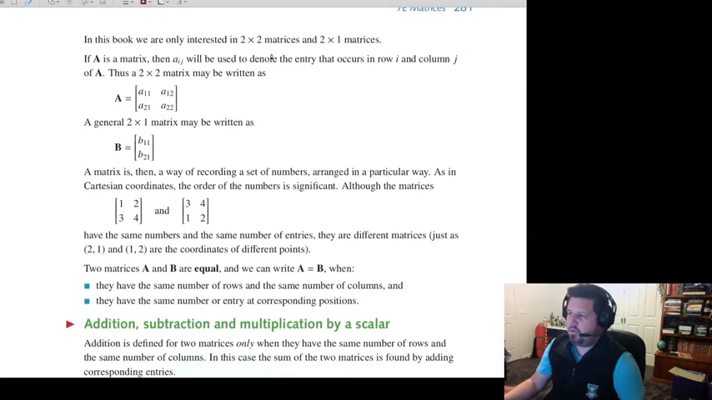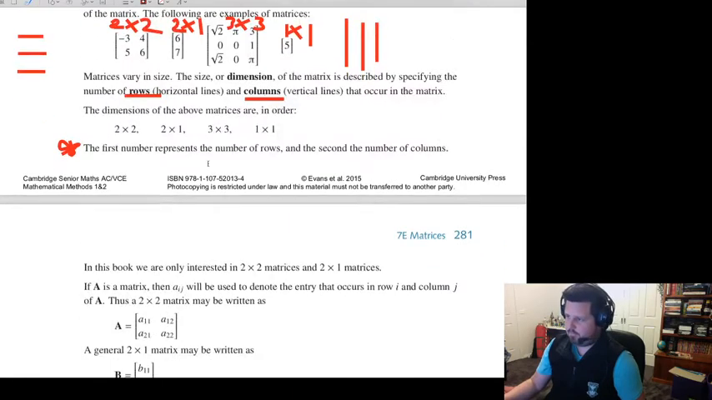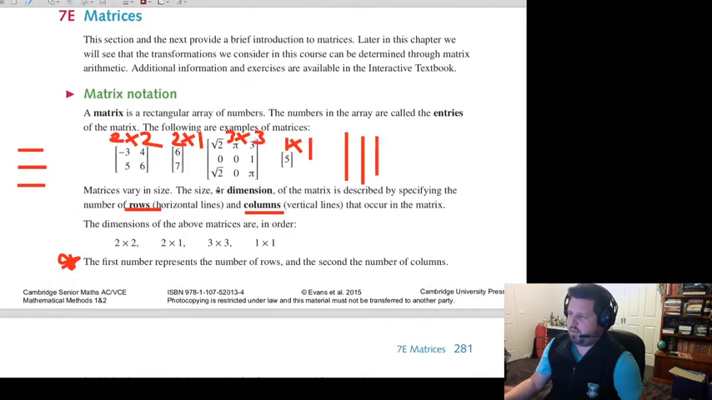Again, the good news is in maths methods, in this book in particular, we're only going to be looking at 2 by 2 matrices and 2 by 1 matrices. So they'll only ever be either this size or a column matrix here, which has 2 rows by 1 column. So you won't ever see a 3 by 3, except in this example just here.